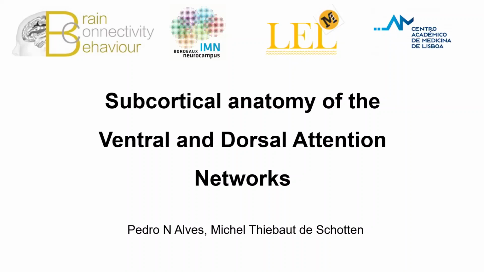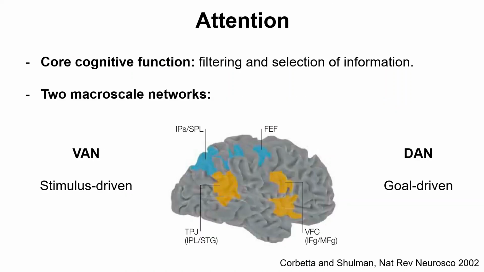Thank you. So, as you know, attention is a core cognitive function that undertakes the filtering and selection of relevant information by the brain. It seems that attention is regulated by two main macroscale networks. The ventral attention network in orange is a stimulus-driven system, while the dorsal attention network mediates goal-driven processes.